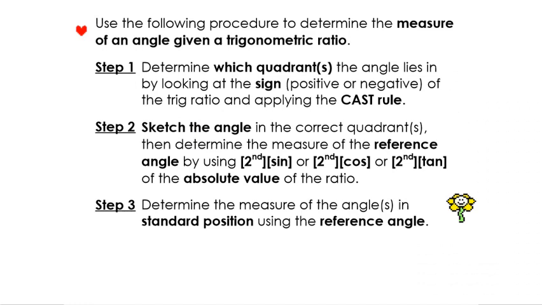In this lesson, we're going to be using the following procedure to determine the measure of an angle given its trig ratio. Step number 1, we're going to figure out which quadrants our angle is going to lie in by using the CAST rule. In step number 2, we will sketch our angle in the correct quadrants, and then we're going to figure out what the reference angles are by using the functions second sine, second cos, or second tan. And in our final step, once we have that reference angle, we're going to determine the measure of our angle in standard position.